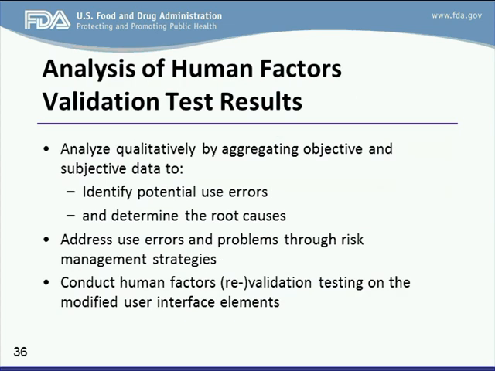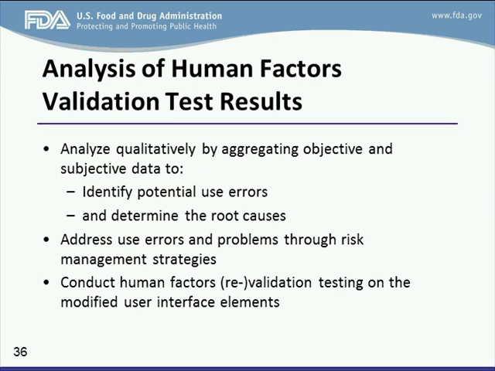So now you have the test completed, you have collected the subjective data and the objective data. Very important is that you use those data for the analysis of your human factors testing results. By looking at both objective and subjective data together, it should help you to identify the potential use errors that occurred during the testing, as well as to determine the root causes of those use-related issues.